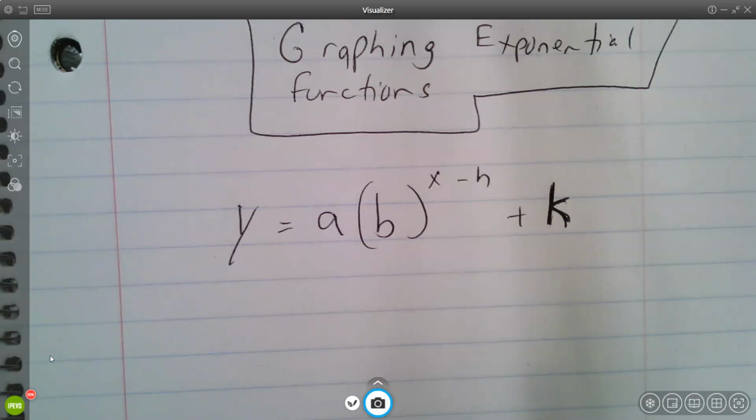Okay, this is Mr. Ross from Parkview High School, and this lesson is about reviewing how to graph exponential functions. So just a quick review of the basics of it all.